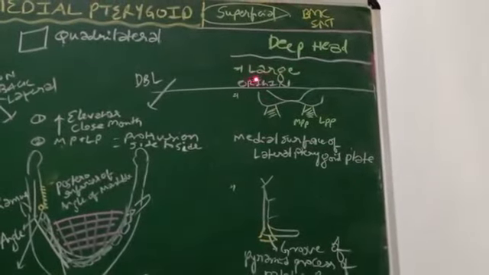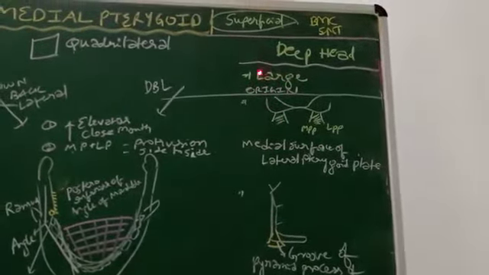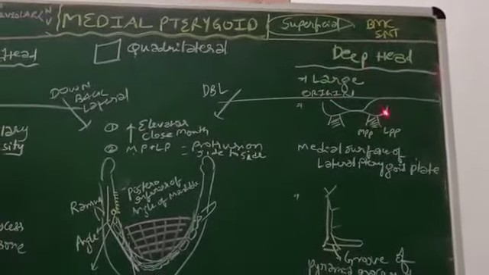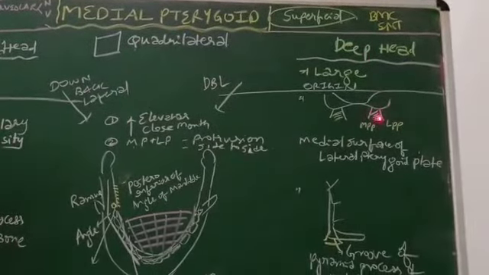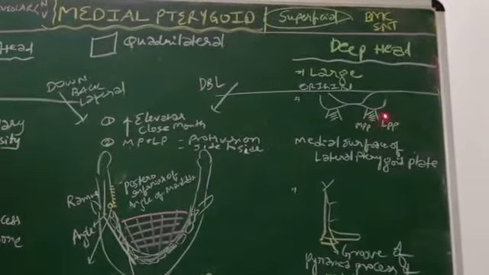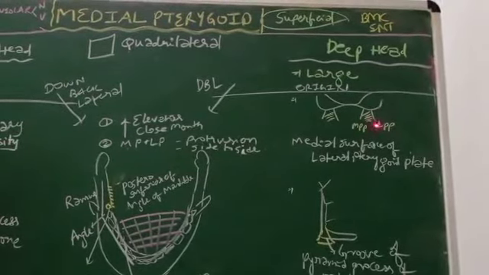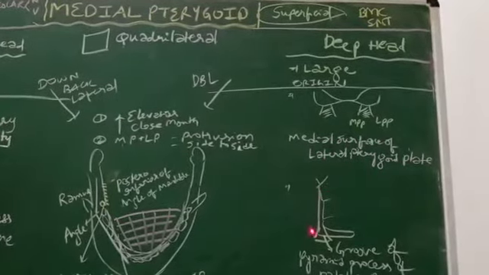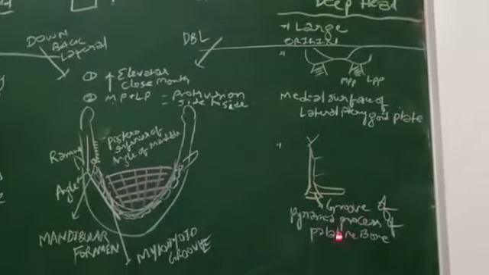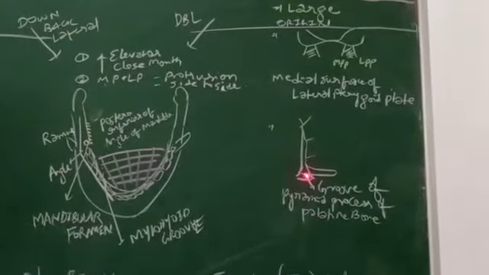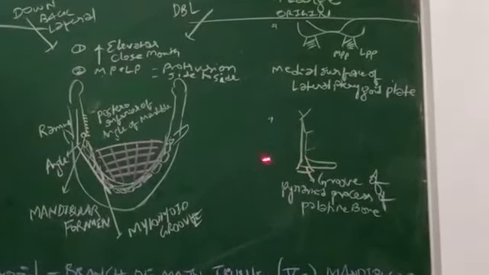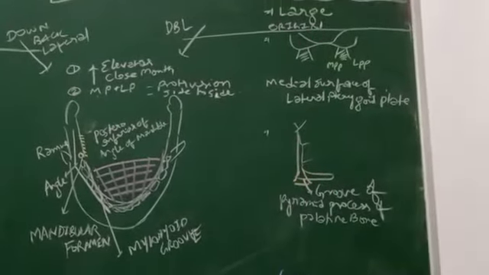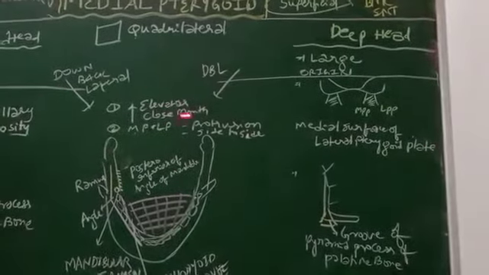If you take the larger head of the medial pterygoid, which is the deep head, it arises from the pterygoid fossa, that is between the pterygoid plates, medial to the lateral pterygoid plate, and that is called the medial surface of the lateral pterygoid plate. One more origin is the groove of the pyramidal process of the palatine bone. Here also the palatine bone was there, but this is a groove of the pyramidal process of the palatine bone, that is the deep head of the medial pterygoid. Both go downwards, backwards and laterally.